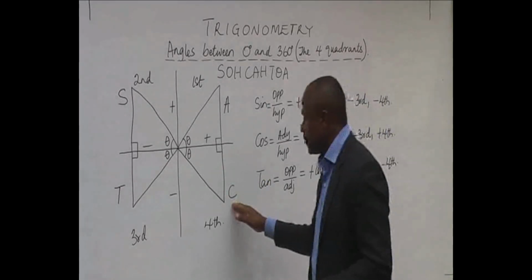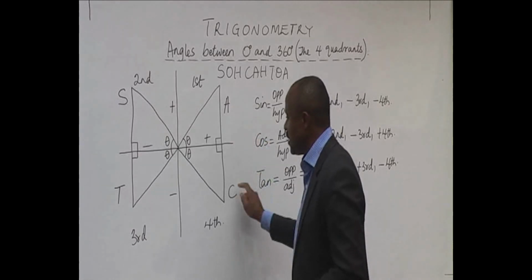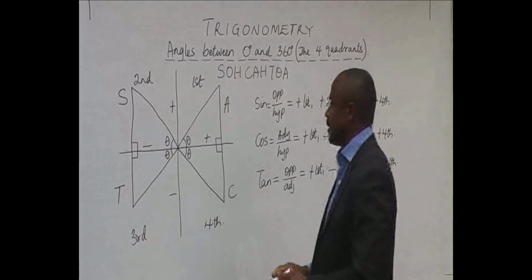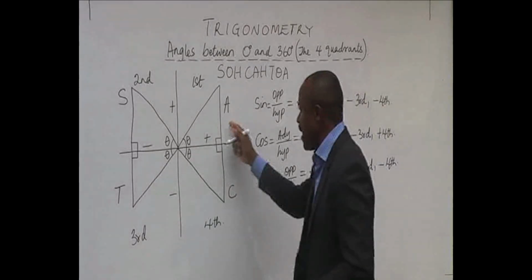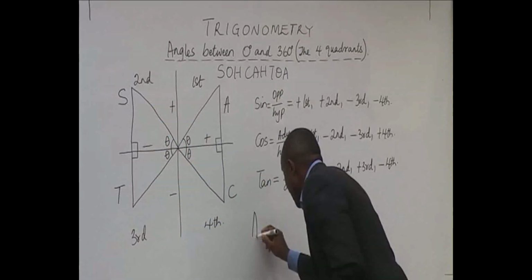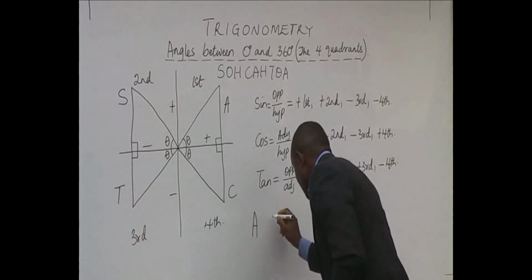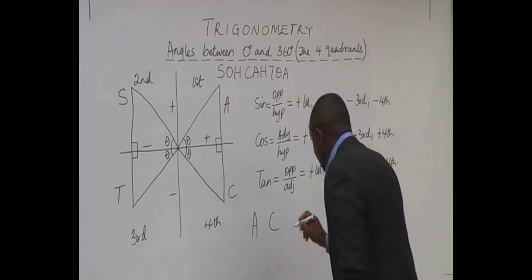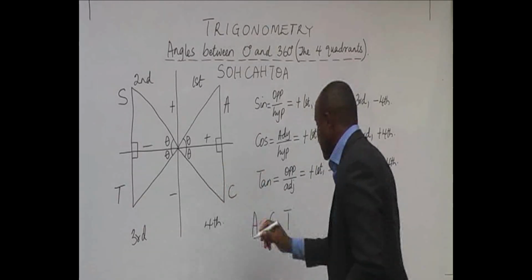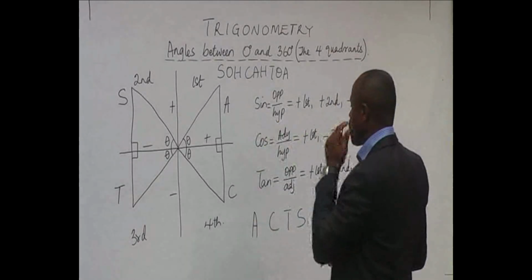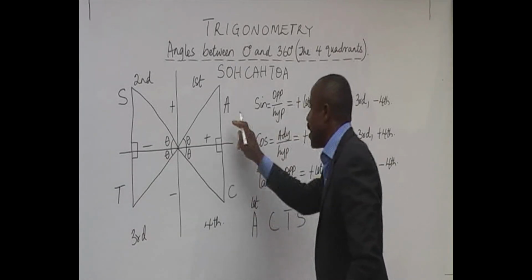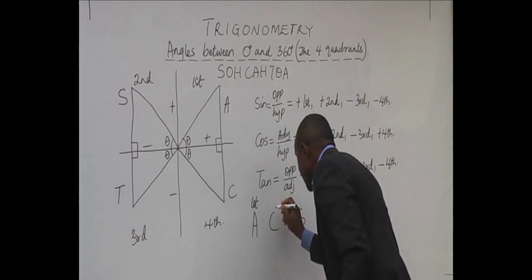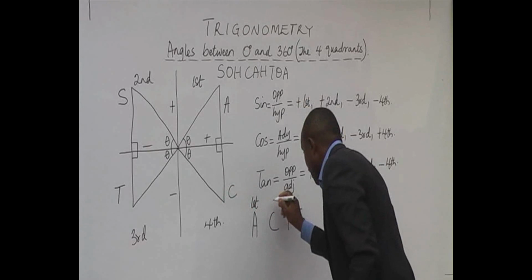If you look at the letters now, it will be ACTS. Or if you want to go CAST, let's take A from the first quadrant, C from the fourth quadrant, T from the third quadrant, and S from the second quadrant. This means all is positive in the first quadrant, A. C means only cosine is positive on the fourth quadrant.